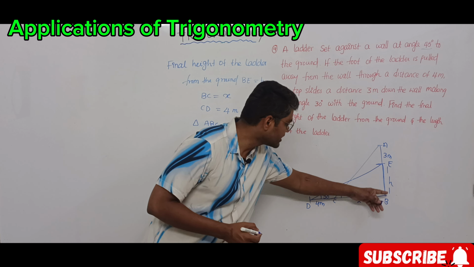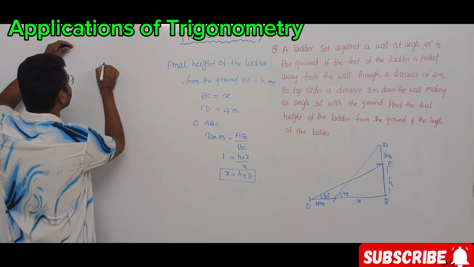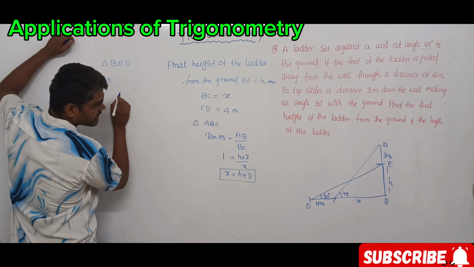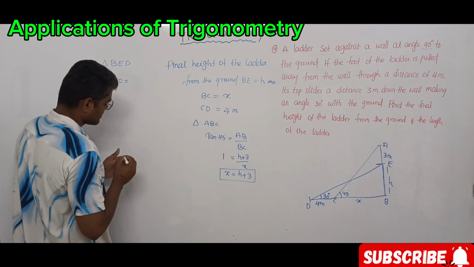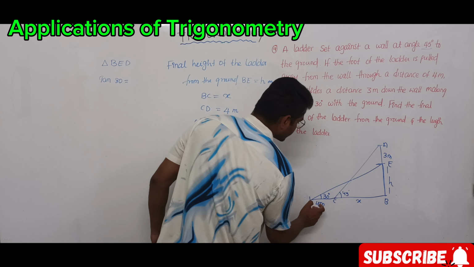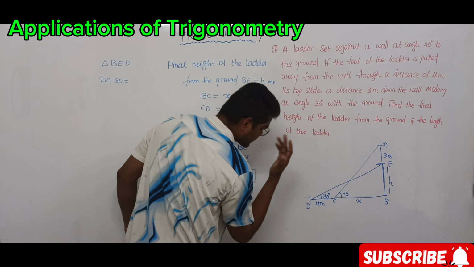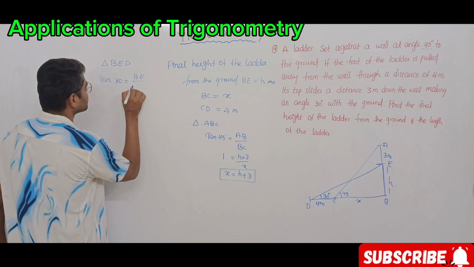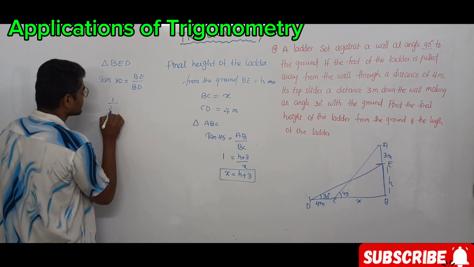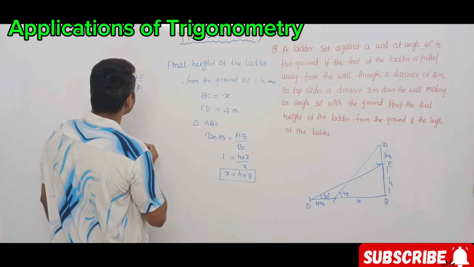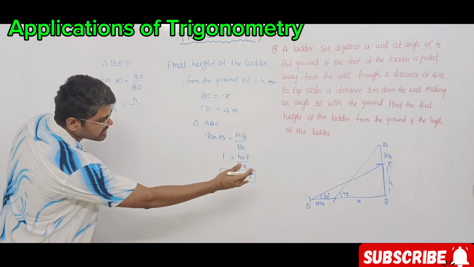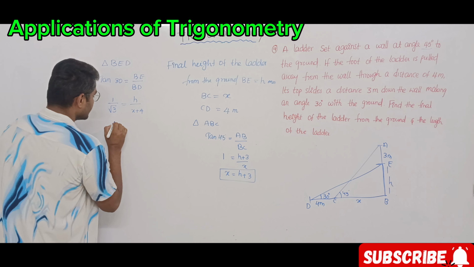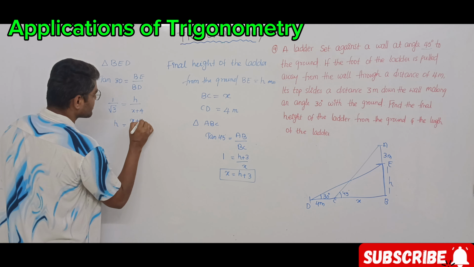Now take this triangle BED. Tan 30 equals, in this triangle BED, opposite by adjacent, BE by BD. Tan 30 is 1 by root 3, equal to BE is h by BD is x plus 4. Now find h here. h equals (x plus 4) by root 3.